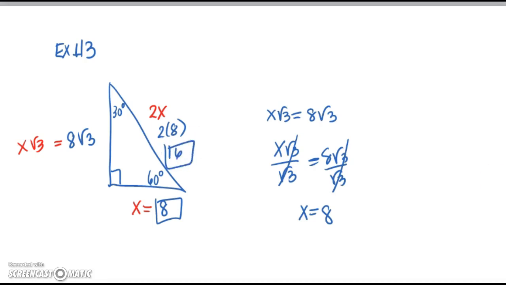One more example of a 30, 60, 90. And this is probably the trickiest example. And again, I don't know why things are disappearing on us here, but we're just going to go with it.